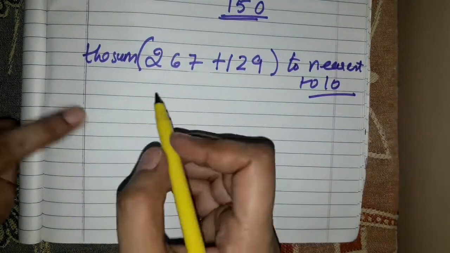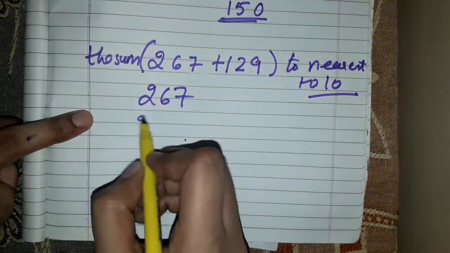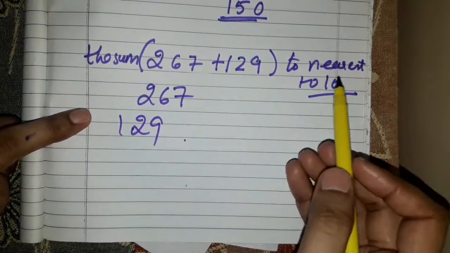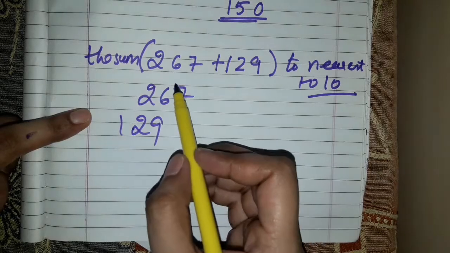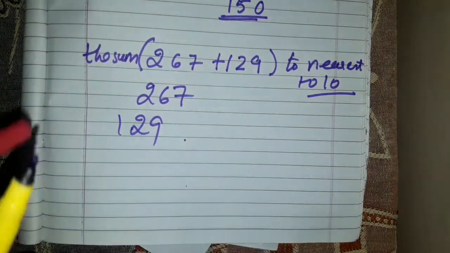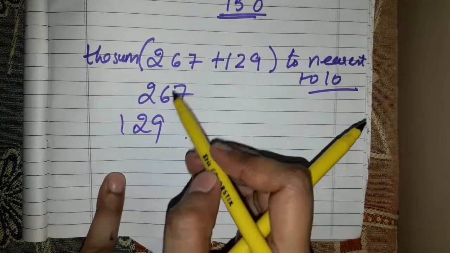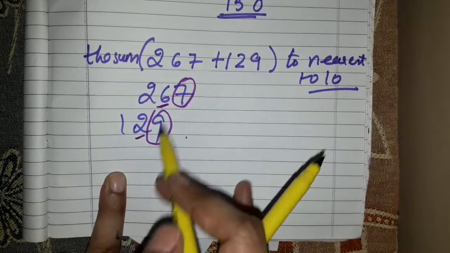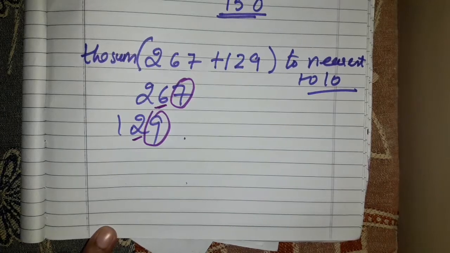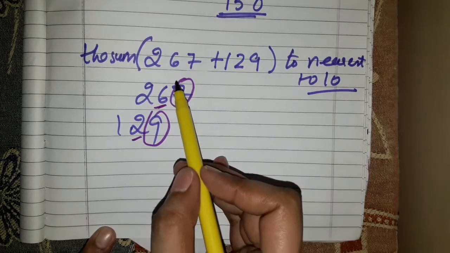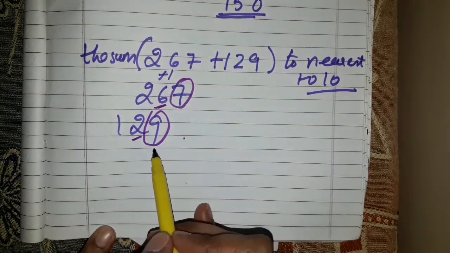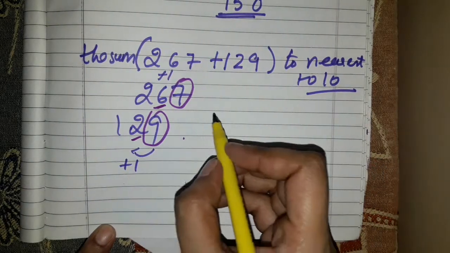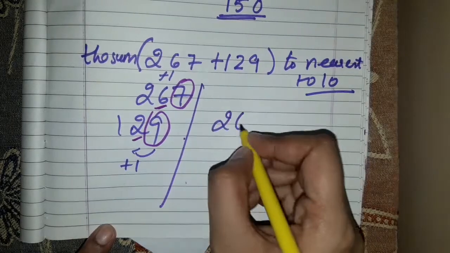Okay, so let's take these numbers individually and do the rounding off part first. I know I have to round off to the nearest 10, so I will look at the digit on the right hand side. In both cases I will look at the digit on the right hand side. Now both the digits are greater than 5, so it will give plus 1 to the digit on the place value.